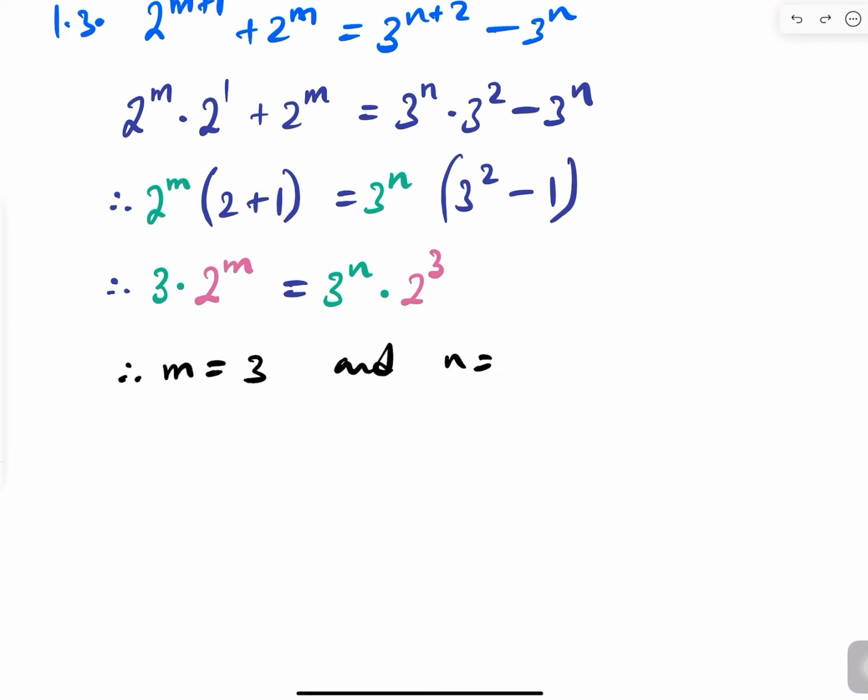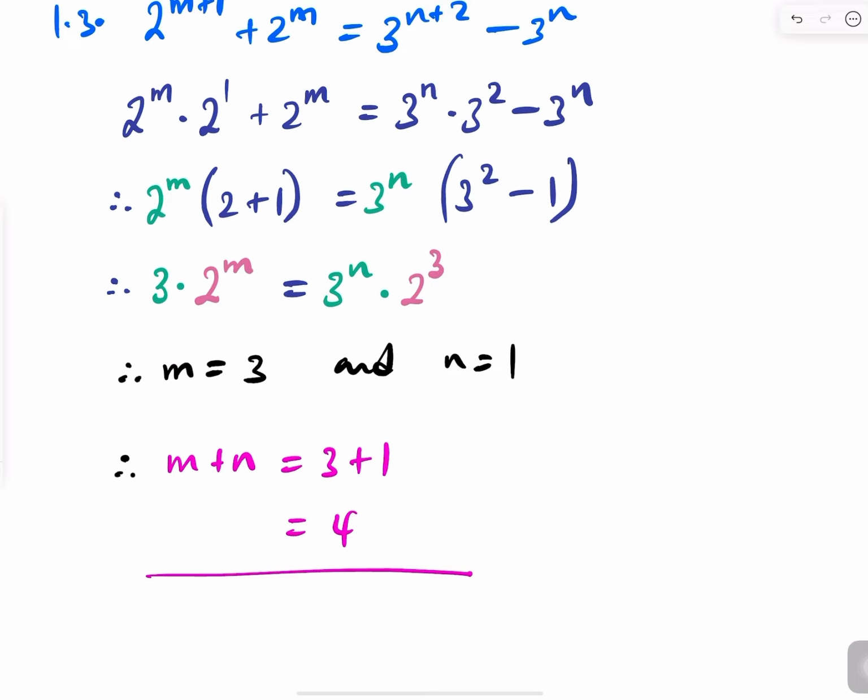So n is 1, but they want the value of m plus n, which is equal to 3 plus 1. So the value here is 4. Okay, and that was the end of question 1.